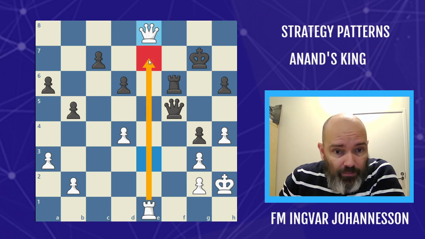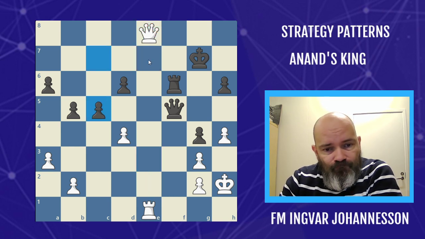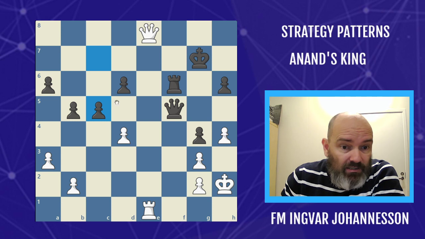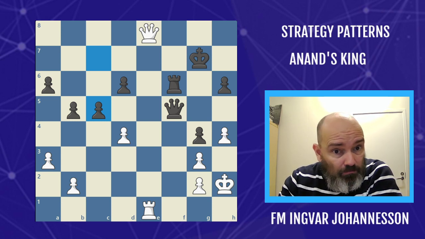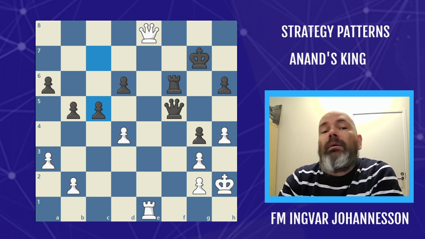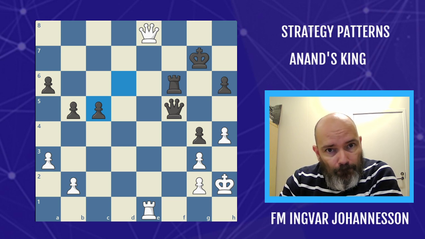Starting to think about some penetrations. c5. Note that black has a pawn majority, 4 against 3 on the queen side. And actually did so in Anand's example as well, on the king side. But it doesn't matter because the activity of the pieces and the safety of the king is what matters.